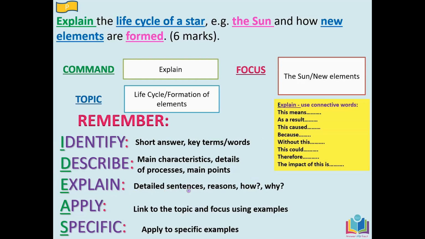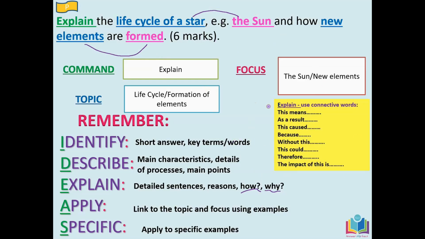Then we go into our explain. So this is where we give detailed sentences and we talk about reasons how or why something happened. Now in this question, it's asking us to explain the life cycle of a star. So we'll explain how and why, and especially when new elements are formed, we'll say how and why they happen. Then we have to link to the topic and the focus using examples. So we have to make sure we link the life cycle of a star to the Sun, and then how new elements are formed. And we have to apply it to those specific examples.